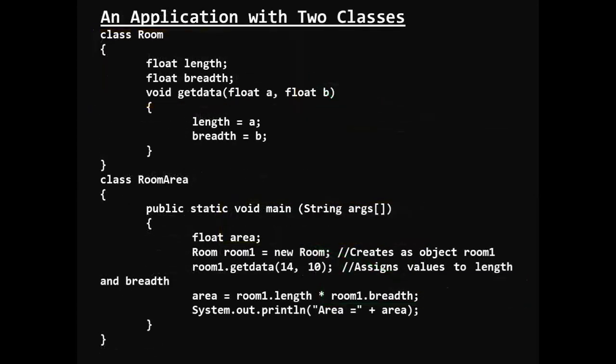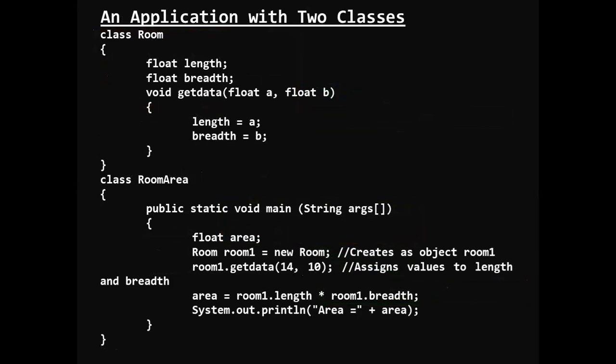An application with two classes. Both the examples discussed before use only one class that contains the main method. A real-life application will generally require multiple classes. This program illustrates a Java application with two classes.